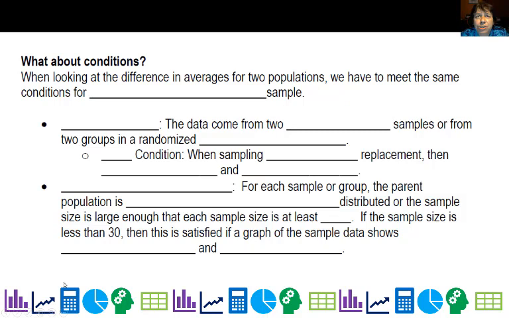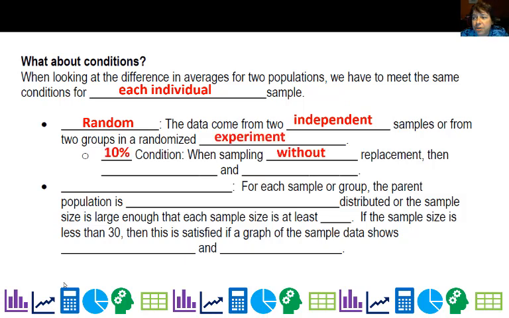So what about conditions when looking at differences? We have to meet the same conditions for each individual sample. So we have the random condition that the data come from 2 independent samples or from 2 groups in a randomized experiment. We still have the 10% condition when sampling without replacement, which is almost always. Then we need n1, sample 1, is less than 10% of population 1, and sample 2 is less than 10% of population 2, if there is no replacement.